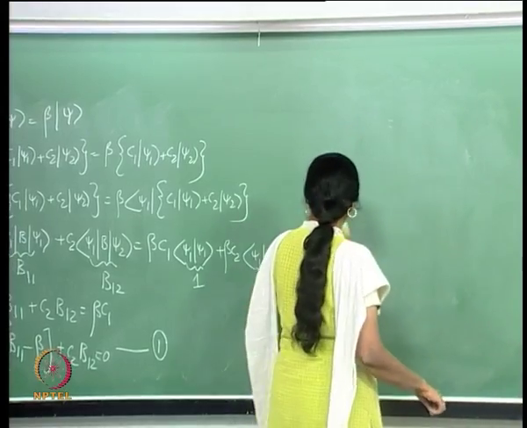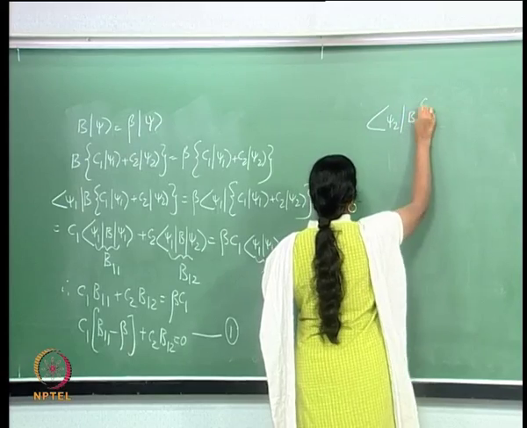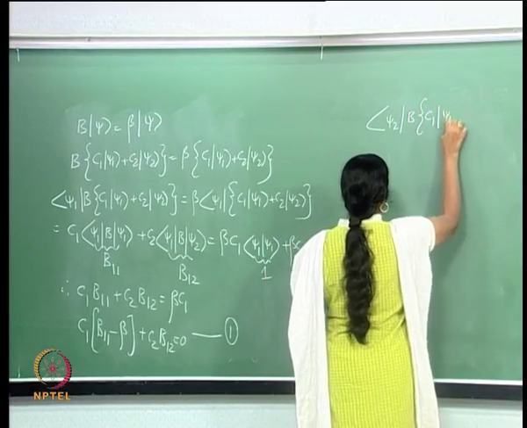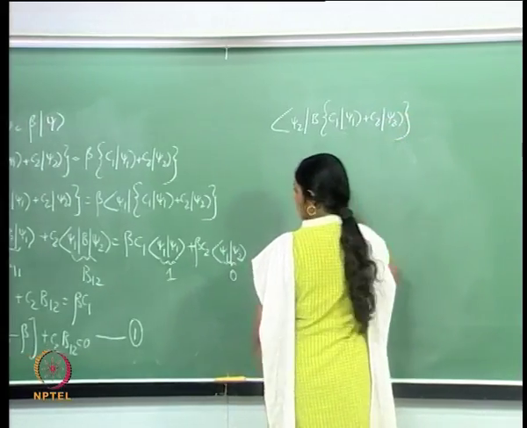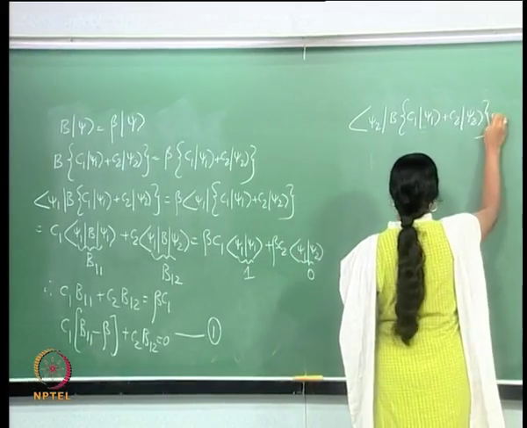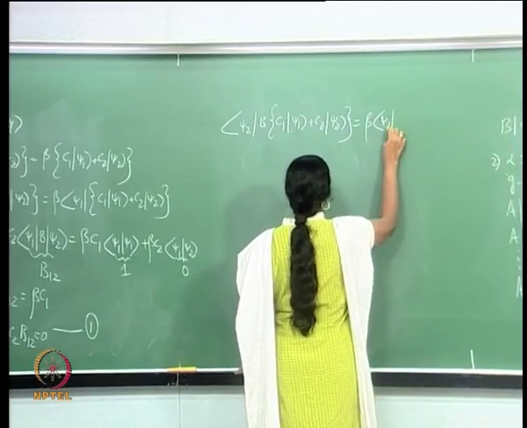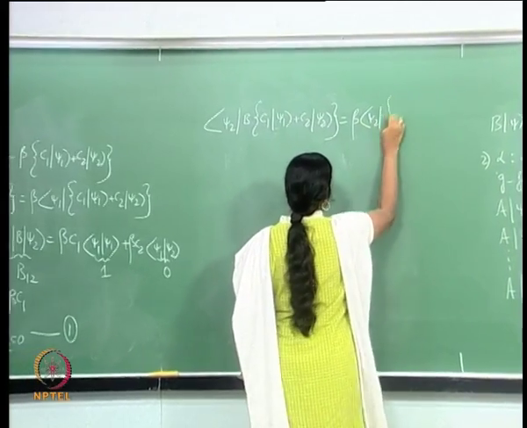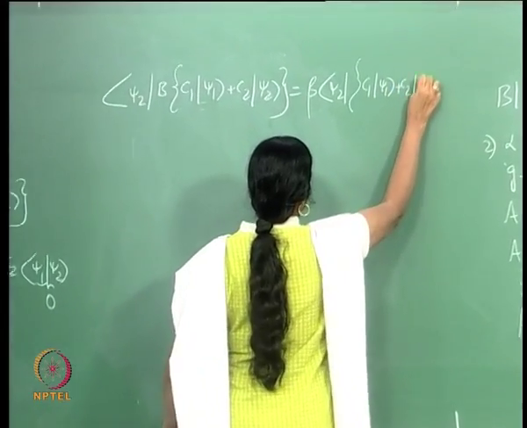And then what do I get? Psi 2 B C1 psi 1 plus C2 psi 2. I am using psi 2, okay, is equal to beta psi 2, C1 psi 1 plus C2 psi 2.